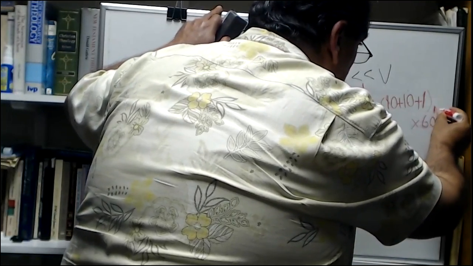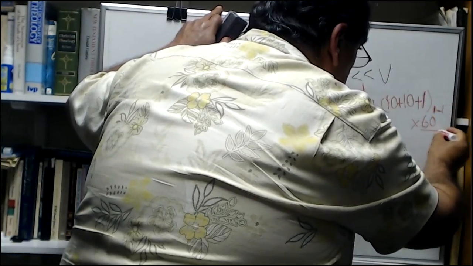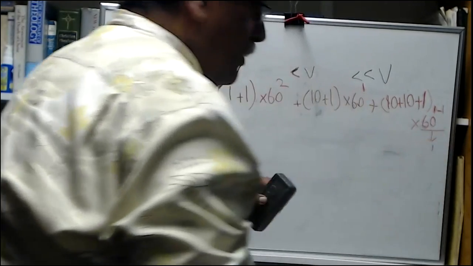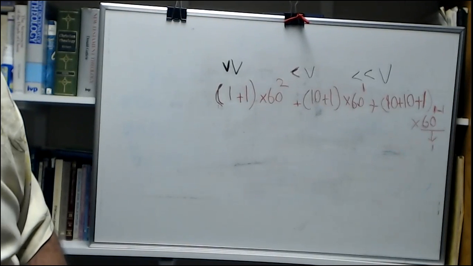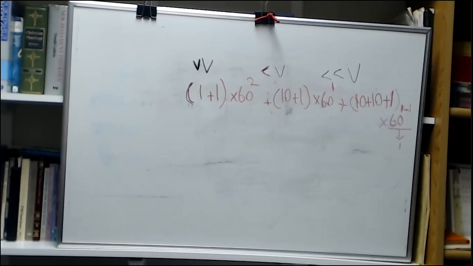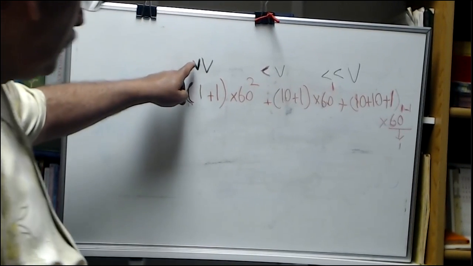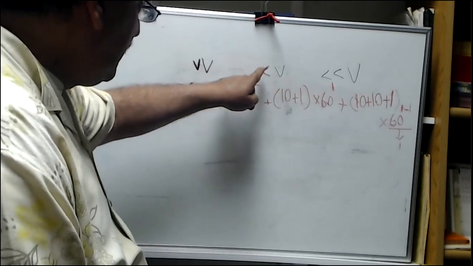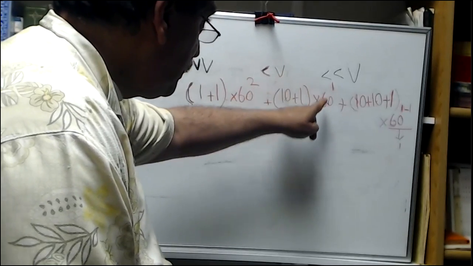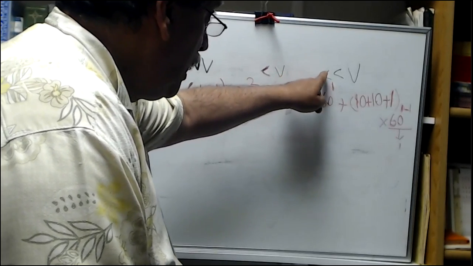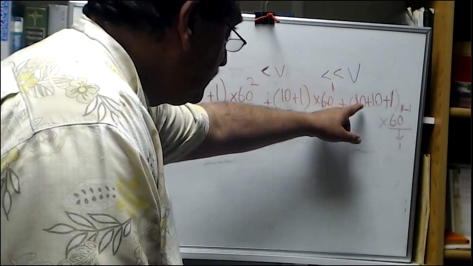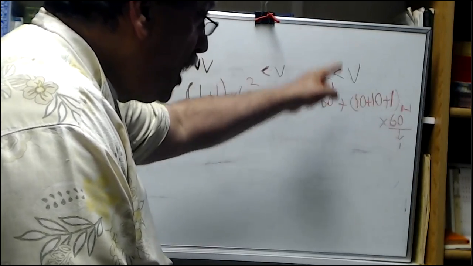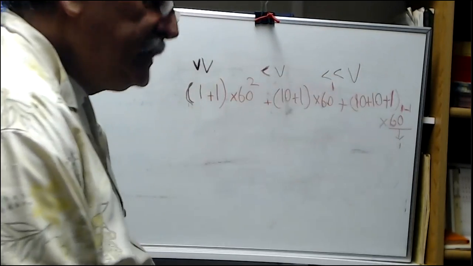This is the first position, 1 minus 1 equal to 0, so any number to power of 0 is equal to 1. Hope you can see that. 1 plus 1, third position, so 60 to power of 2. 10 plus 1, second position, 60 to power of 1. These sides, 10 symbol, 10 plus 10 plus 1, first position, 60 to power of 1 minus 1 is 0. Any number to power of 0 is 1.